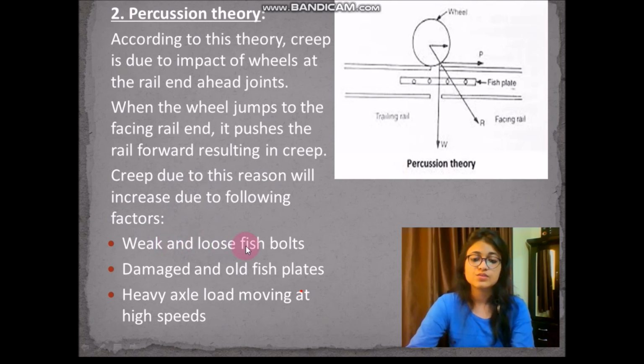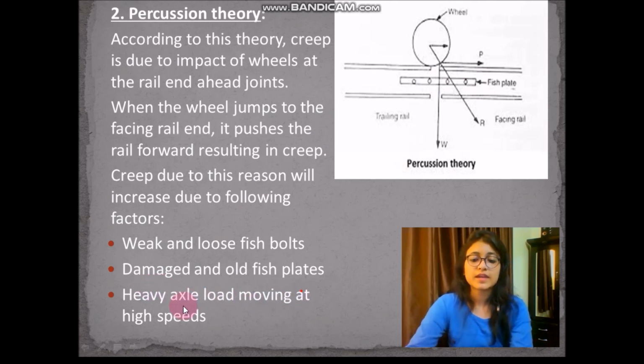Weak and loose fish bolts. अगर joint weak है then definitely this rail will be pushed forward if the joint is weak. Damaged and old fish plates. Again अगर लूज फिश बोल्ट्स हैं या फिश प्लेट अगर पुरानी है, डैमेज्ड है, तो इसकी वजह से the joint will not be that much of strength. तो उसकी वजह से क्या होगा, this forward rail will be pushed forward.